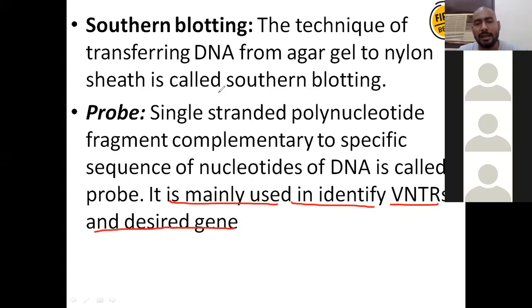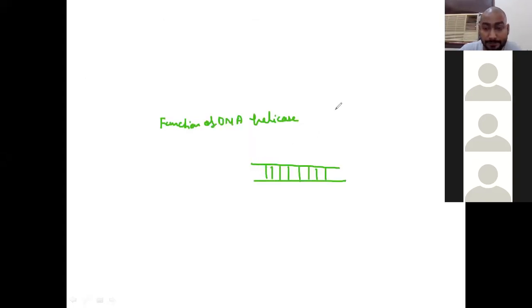With the help of DNA fingerprinting, the hydrogen bonds are broken. DNA helicase enzyme breaks the hydrogen bonds, and in this way it helps in the unwinding of DNA molecules. So this is a very simple question, and now I'm going to finish.